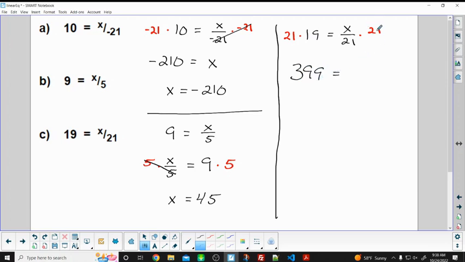And then the multiplication of 21 undoes the division of 21 over on this side, leaving me with just the x. And so let's just flip this. X is equal to 399. And so just remember that what you do to one side, you do to the other side of the equation, and the fancy way of saying that is property of equality. And in this case, we use the multiplication property of equality or property of equality of multiplication.